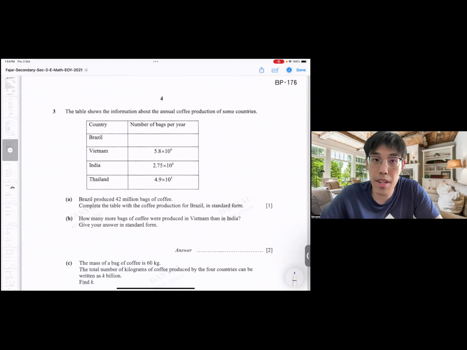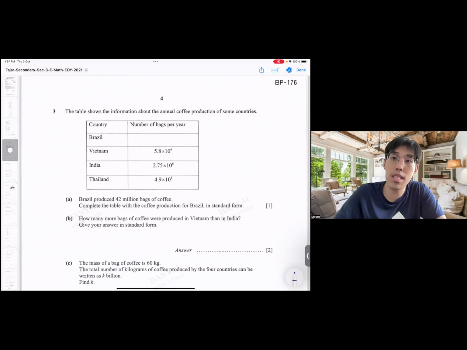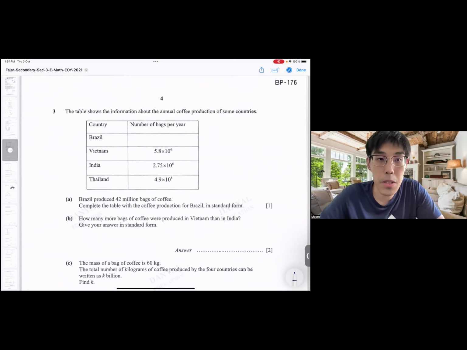Indices also cover standard form. Standard form is also one of the quite important topics. It may get a bit confusing if you are not sensitive to powers and indices and numbers. So very important.